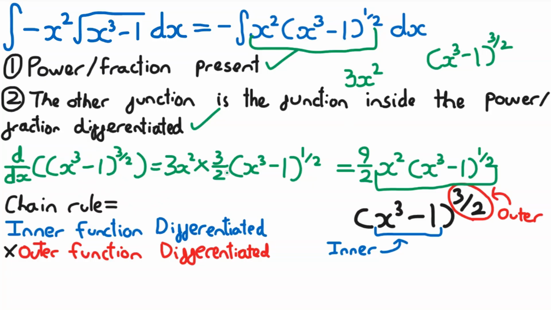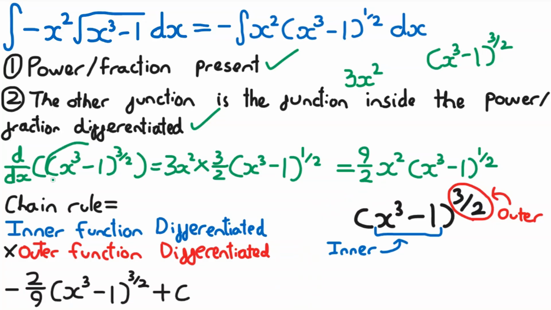So this is going to be the answer, but we need to divide it by this coefficient here. So we need to divide it by this 9 over 2. Remember, when you divide a fraction, it flips. So it's now going to be 2 over 9, and then it's going to be this x cubed minus 1 to the power of 3 over 2. Remember, we have this minus here because we had this minus here at the start that we took out, and then remember this plus c on the end.